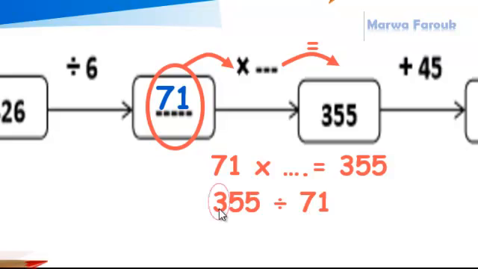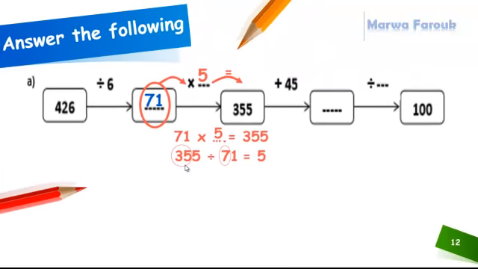Okay, we will start: 3 divided by 7. Can I make 3 divided by 7? No, so I'm going to take the two digits together. It will be 35. 35 divided by 7 equals 5. So the answer is 5. So we are going to put 5 here in its place.